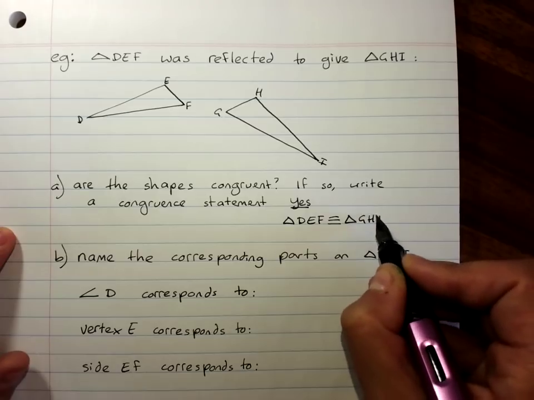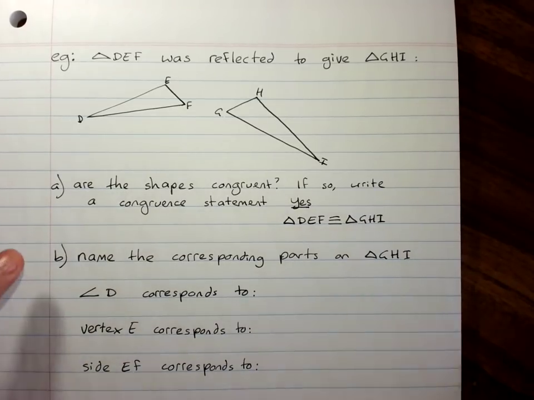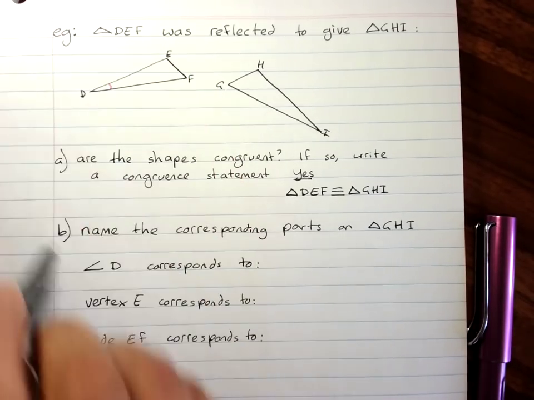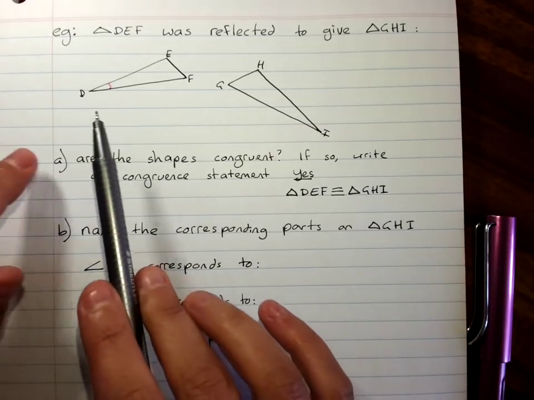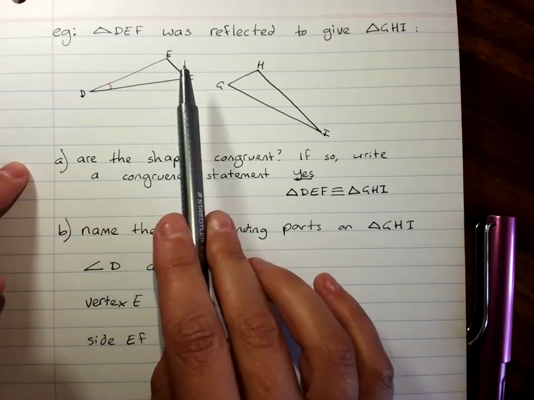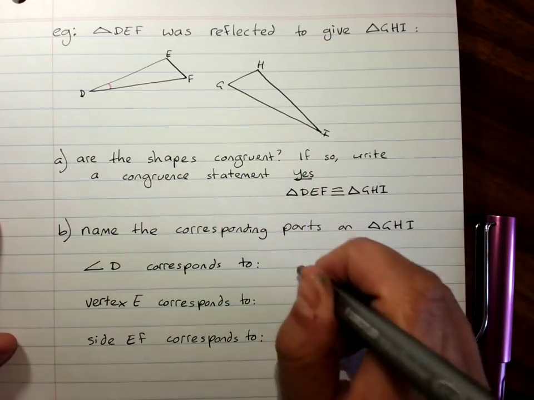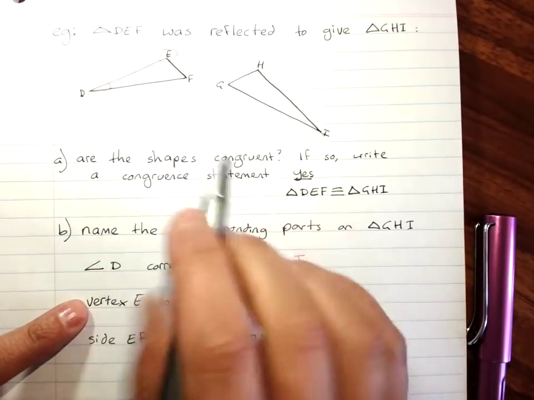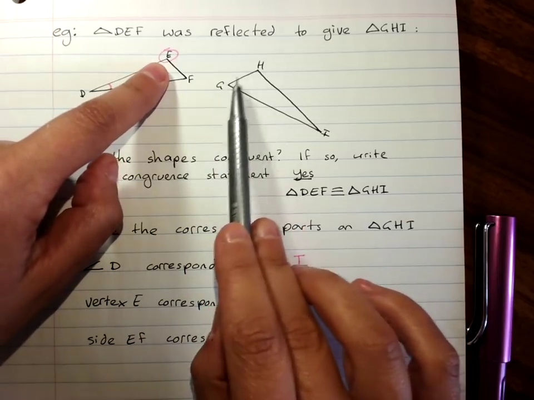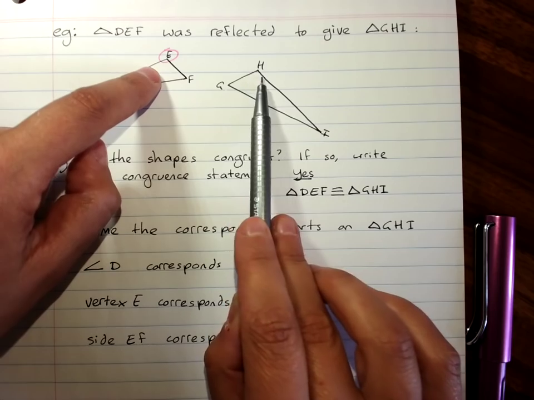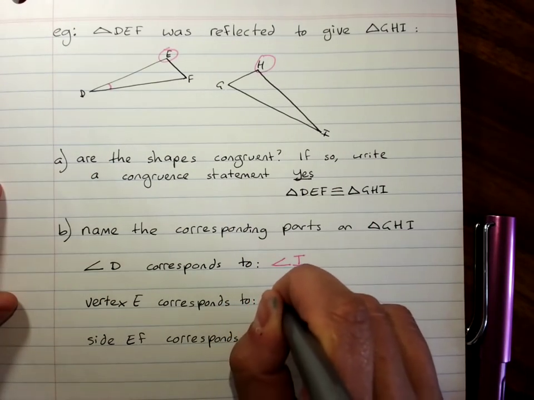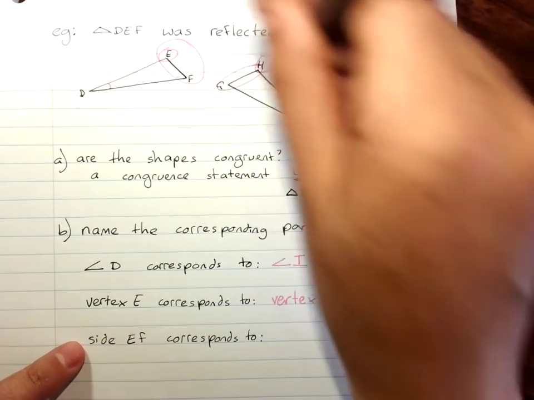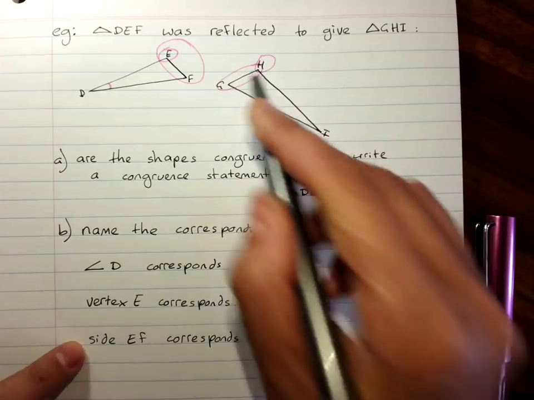triangle GHI. If we're asked to name the corresponding parts on this triangle compared to this one, angle D, which angle on this triangle does it correspond to? It's the smallest angle, it's opposite the shortest side, so I want the smallest angle opposite the shortest side. It corresponds to angle I. Vertex E. It's touching the shortest side, so I know it's one of these, and it's definitely got the largest angle in the shape, so that matches vertex H. Side EF, the shortest side of the triangle, matches side GH, the shortest side on this one.